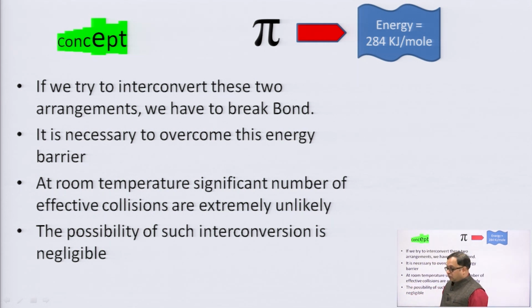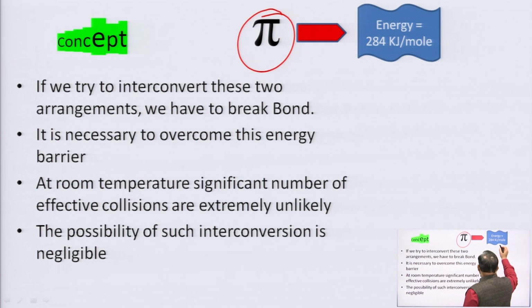Now, what happens if we are restricting the rotation? What changes are taking place? So, the answer is the presence of this pi bond. If we look at the energy of this pi bond, it is 284 kilojoule per mole.